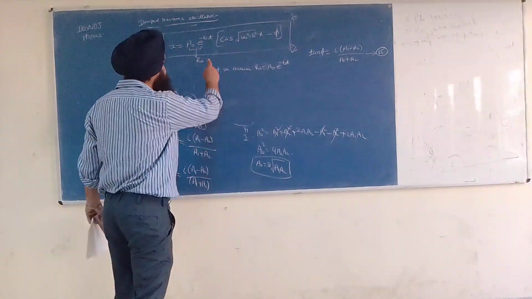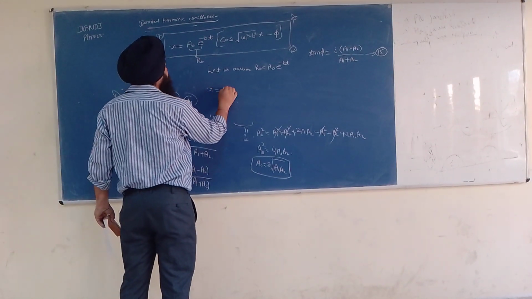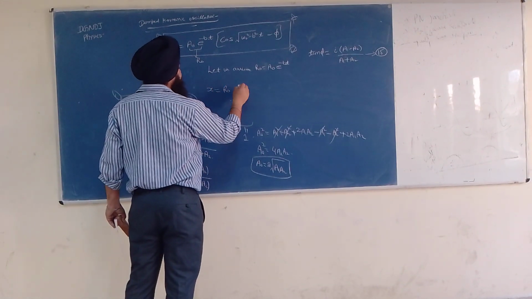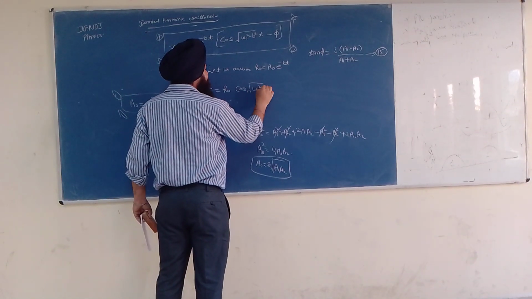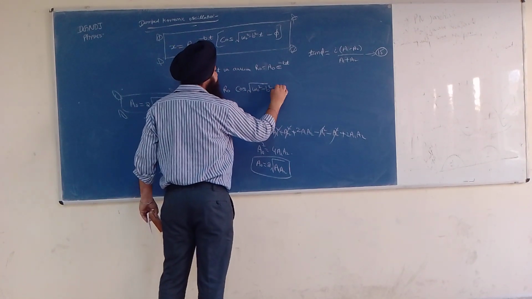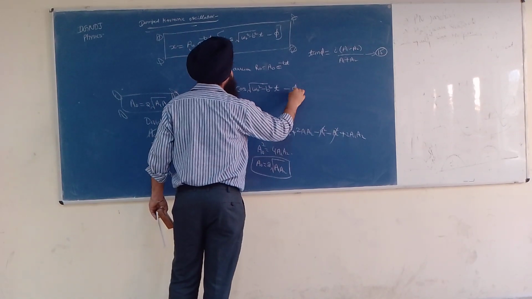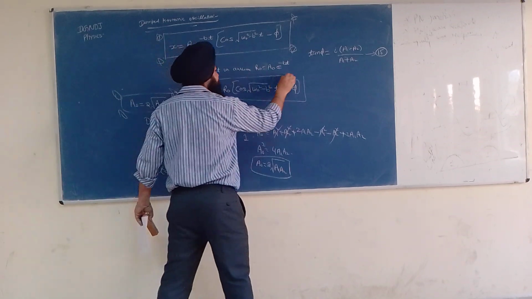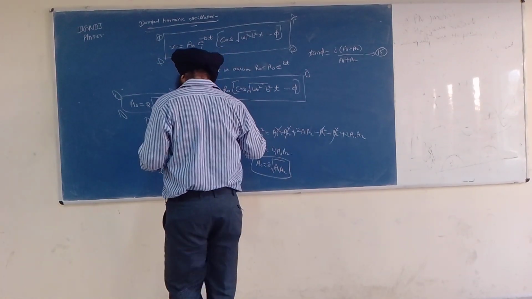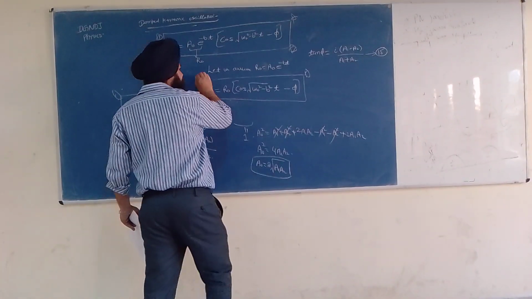So this equation becomes x is equal to r naught into cos of (square root of omega square minus b square) into t minus phi. This is the final equation of the displacement.